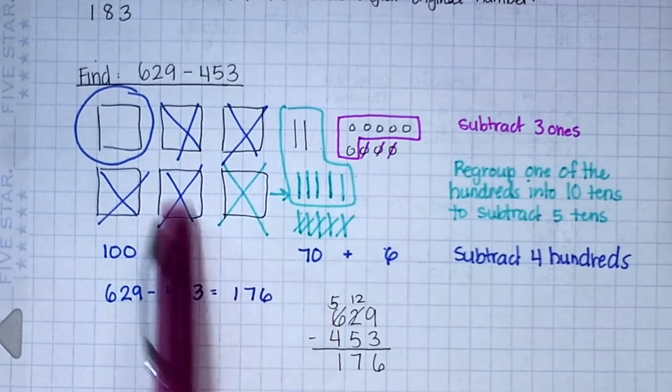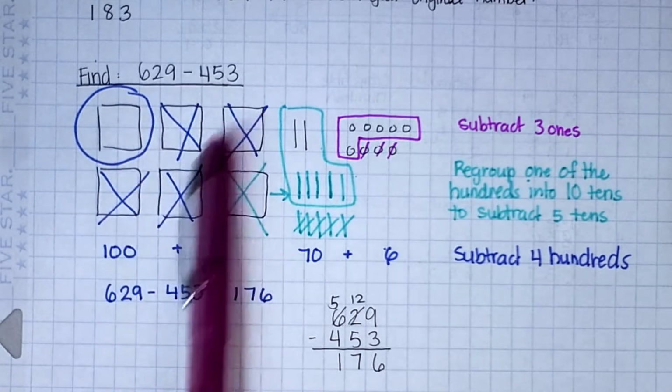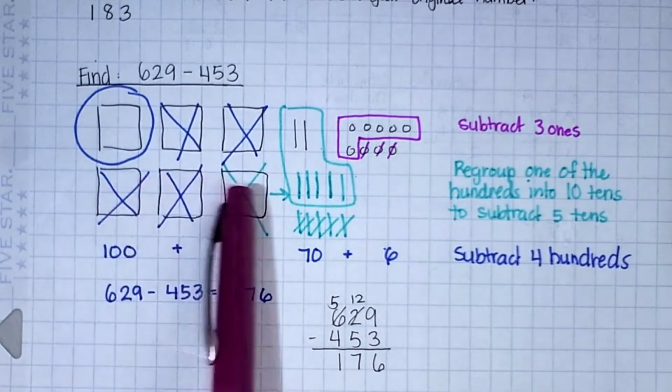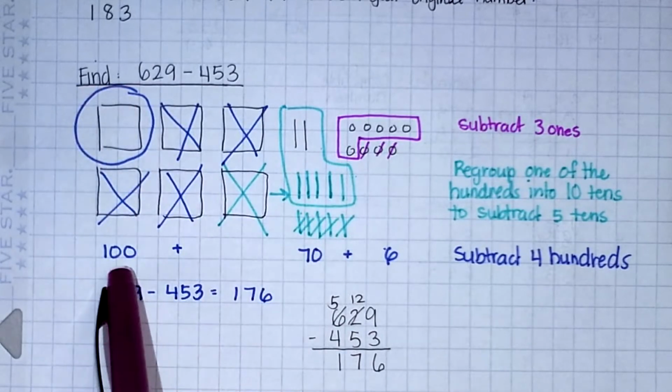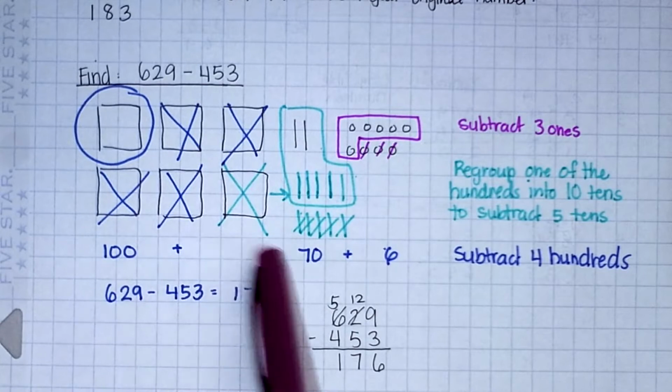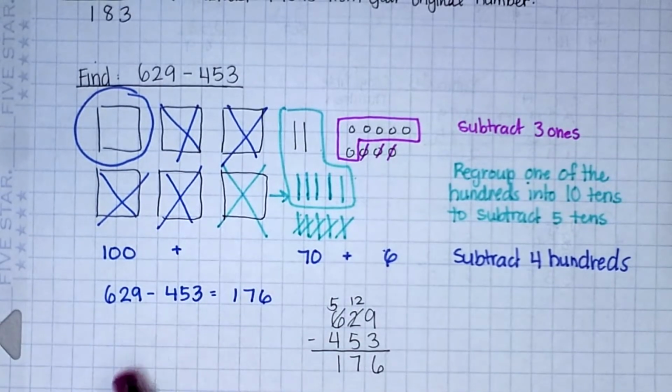Now I needed to take away my hundreds. So I needed to take away 4 hundreds from these ones that I had left. So 1, 2, 3, 4. This one we had already switched out. So I was left with one of my hundreds. So 100 and 7 10s and 6 ones gave me 176.